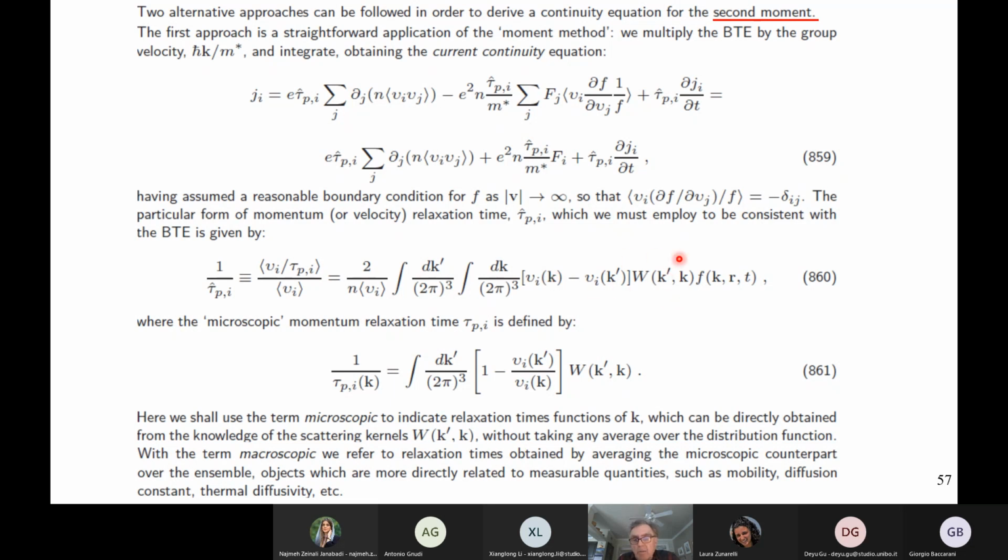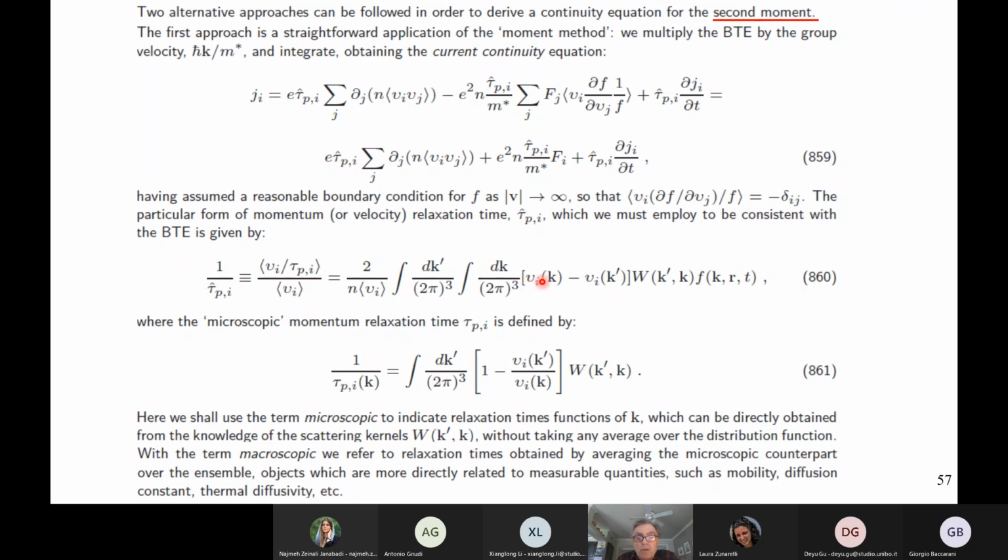You see that the scattering probability here is averaged over the distribution function. Instead, I will define occasionally microscopic relaxation rates. Notice that if I bring the VI over here, so to speak, without having averaged over the distribution function, I get 1 minus VI of k prime divided by VI of k, which is this expression. And this is the momentum relaxation rate, not averaged over the distribution. So we'll call it microscopic. I will make this distinction occasionally. So the first way is to multiply by k. Then I'm left with this macroscopic momentum relaxation rate.